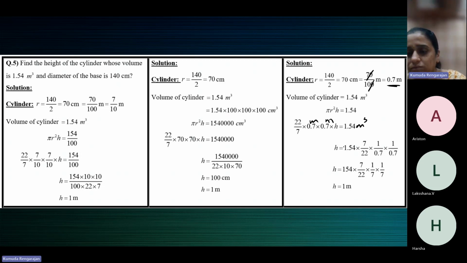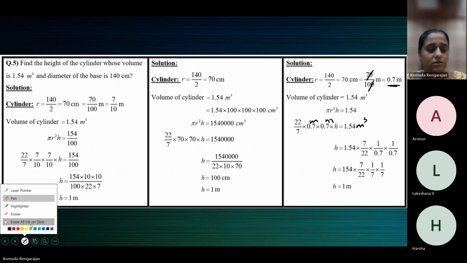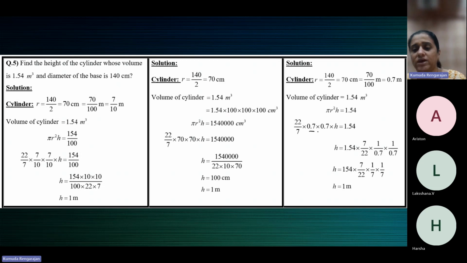So h is equal to, all these will come as reciprocals to the other side. So this is 0.7 by 1, 0.7 by 1, so it becomes 1 by 0.7 on the other side. h is equal to 1.54 into 22 by 7 will become 7 by 22, and 0.7 by 1 will become 1 by 0.7.